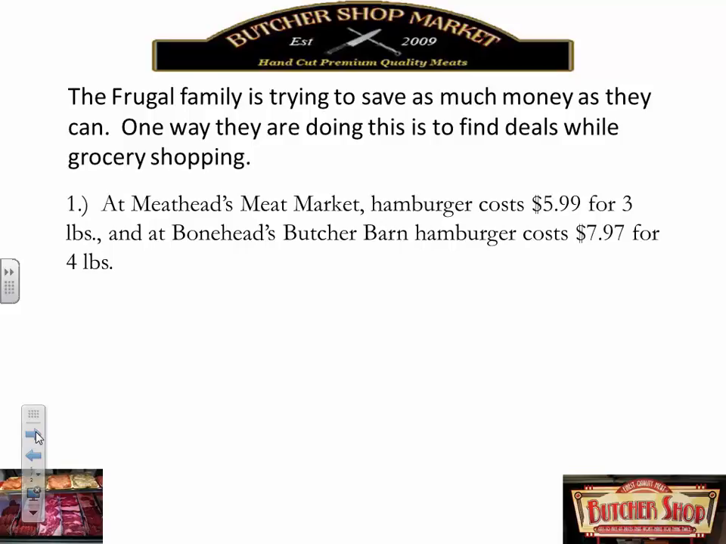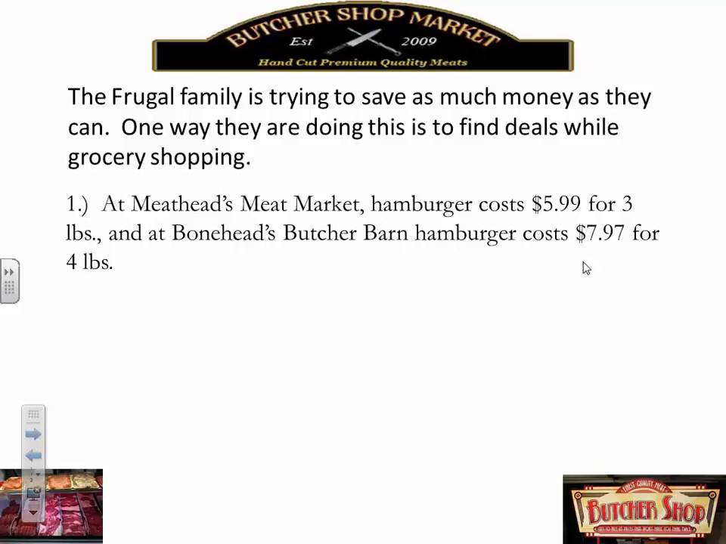Question 1 says, at Meathead's Meat Market, hamburger costs $5.99 for 3 pounds, and at Bonehead's Butcher Barn, hamburger costs $7.97 for 4 pounds. Well, here's the big idea. It's hard to compare 3 pounds versus 4 pounds. With these prices, it's difficult to just look at them and tell which one is cheaper or costs more money. So this family can choose between the two places. They want to find the one that's going to save them the most.